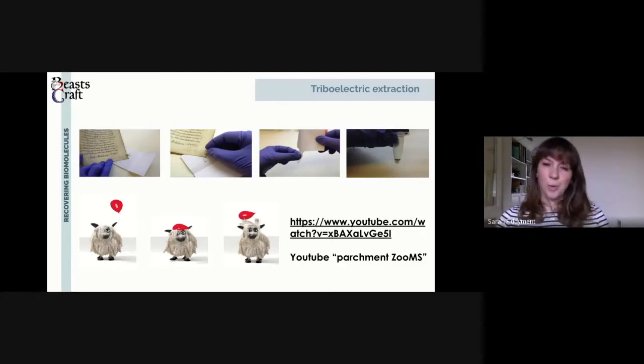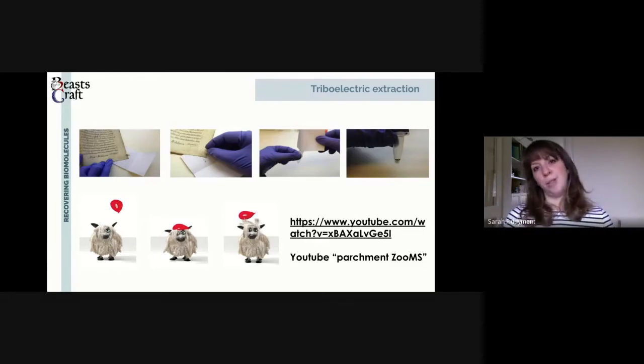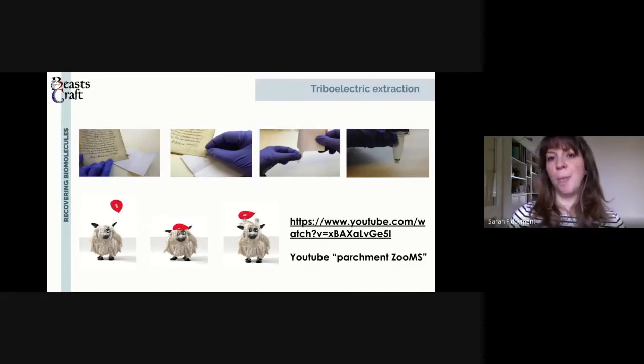So those bits that, if you use an eraser and wipe the surface, you normally generate these little crumbs that you throw away. Those little crumbs are the bits that we keep, and they're the bits that we analyze. We can extract all our biomolecules from there. If you're interested in seeing a more detailed explanation of the whole process based on the protein analysis, you can find a short video in this link, or by Googling YouTube parchment zooms. It's this first one that comes up.